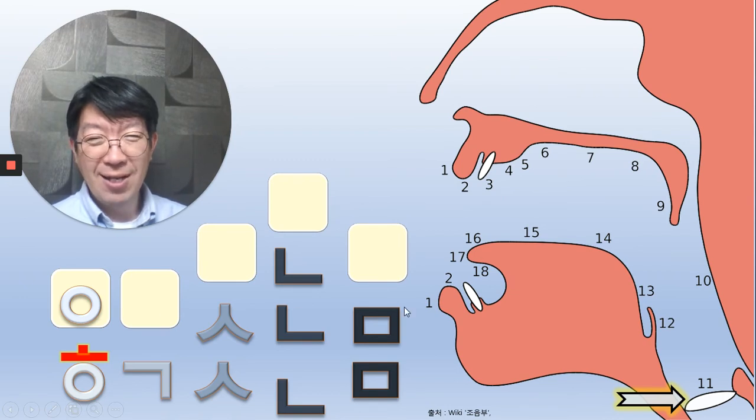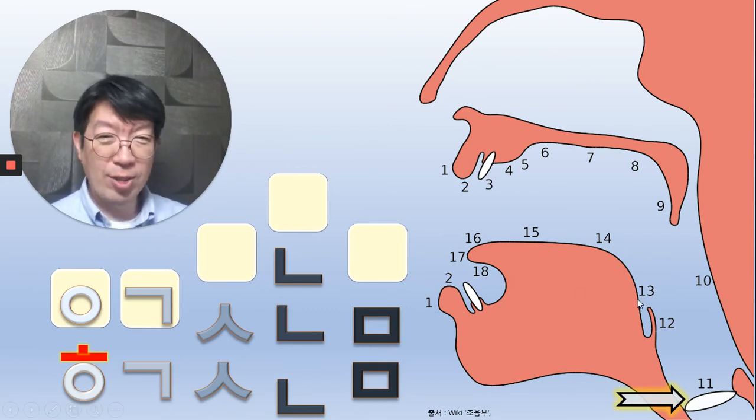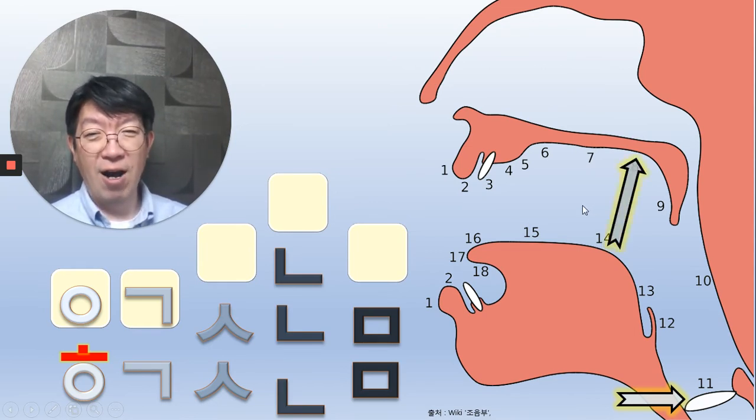And this one is G, right? G, shape of the tongue. When you pronounce G, this part, the 14 moves up to 8, like this. Okay? And then G. And when you put one more stroke, this is K. So G and K share the same place.